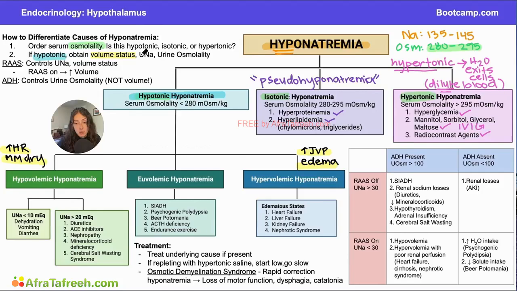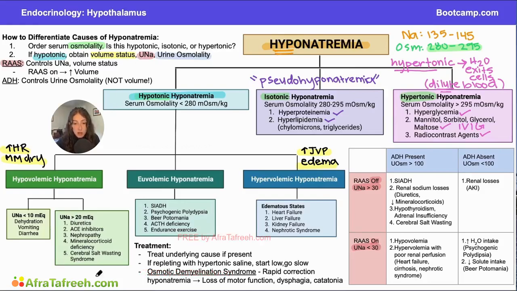The next lab values that we're going to want to order are a urine sodium and a urine osmolality. Now, both of these lab values are basically quasi-measurements of what is happening with your RAS and ADH systems. So RAS, your renin-angiotensin-aldosterone system, we're going to measure whether that is on or off by measuring the urine sodium. If your urine sodium is above 30, we are going to say that your RAS is off. If your urine sodium is low, if it's below 30, then we're going to say that your RAS is on. So we're using this urine sodium value as a proxy for whether RAS is on or off.